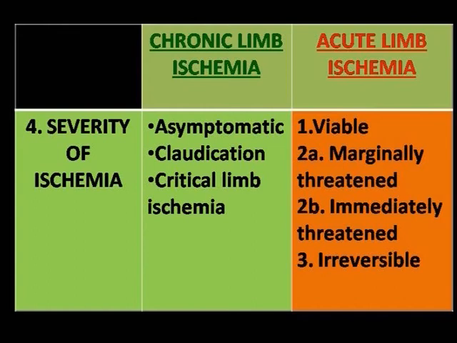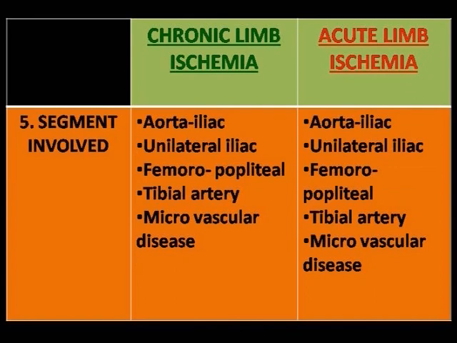We have covered the severity of the ischemia already, and so I will not cover it again here, but it is partly examination and partly history that needs to be determined. If we look at the segment involved for chronic and acute limb ischemia, we can notice that in both, the segments are the same. We must also notice that this is only lower limb.